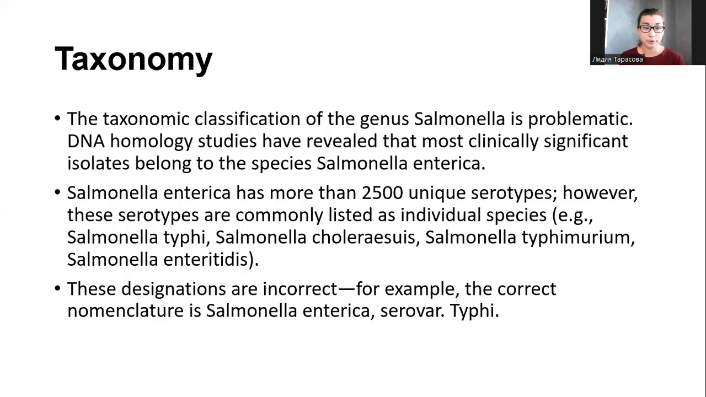Taxonomy of Salmonella. The taxonomic classification of the genus Salmonella is problematic. DNA homology studies have revealed that most clinically significant isolates belong to the species Salmonella enterica. Salmonella enterica has more than 2,500 unique serotypes. However, the serotypes are commonly listed as individual species like Salmonella typhi, Salmonella choleraesuis, Salmonella typhimurium, Salmonella enteritidis. These designations are incorrect. For example, the correct nomenclature is Salmonella enterica serovar Typhi.